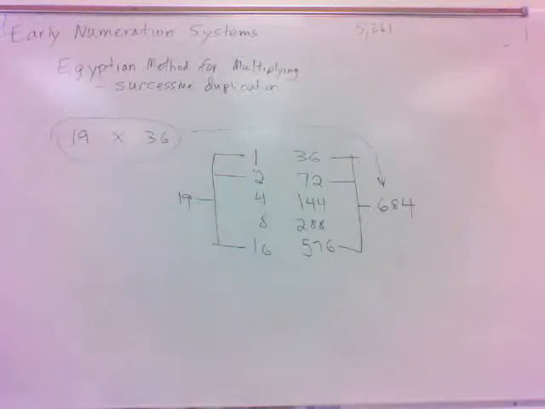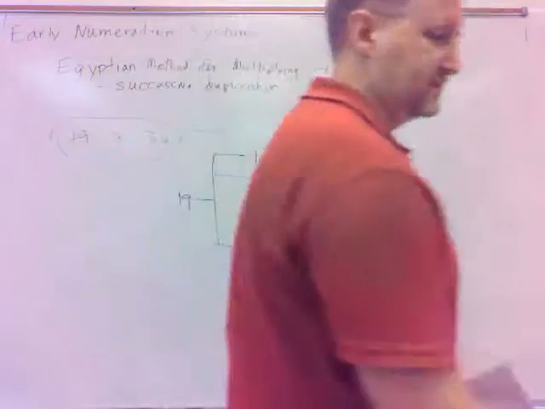Okay. All right, so that's the Egyptian system. A little bit different than ours, wasn't it? Well, all these are a little bit different. There are three of them I want to talk about. The second one I want to talk about is the Babylonian system.